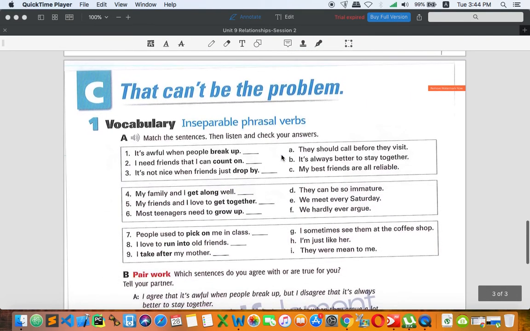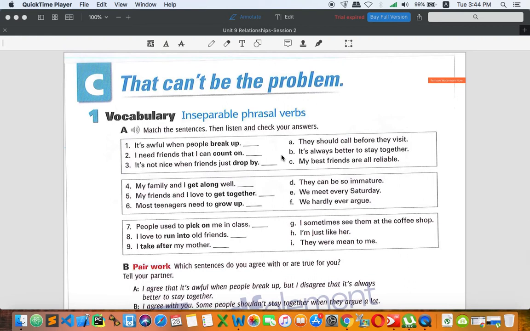So now let's go to lesson C. The first activity in this lesson is about vocab and separable phrasal verbs. You might understand the word inseparable means you cannot separate, right? And phrasal verbs that cannot be separated. In order to understand what is separable and what is inseparable, let's go to the handout together.